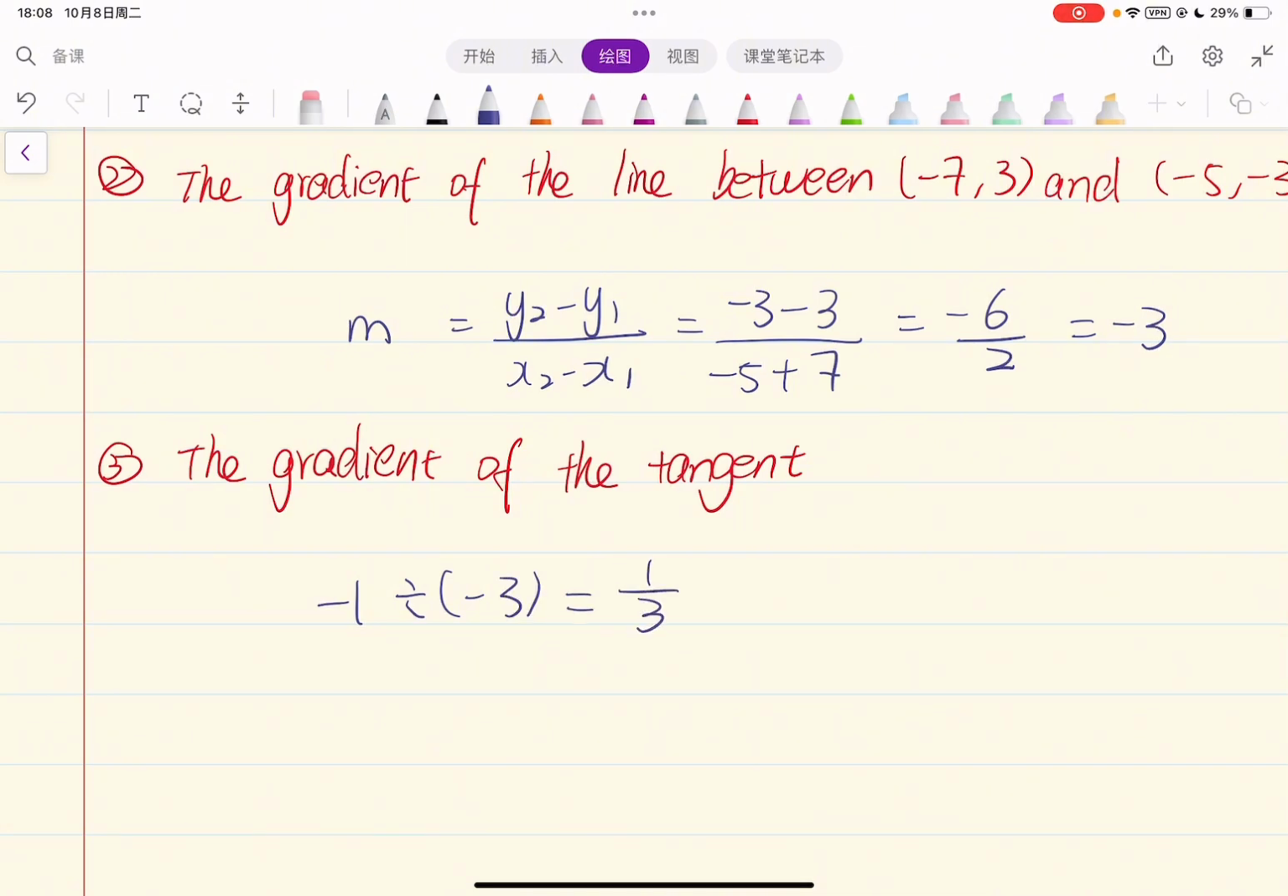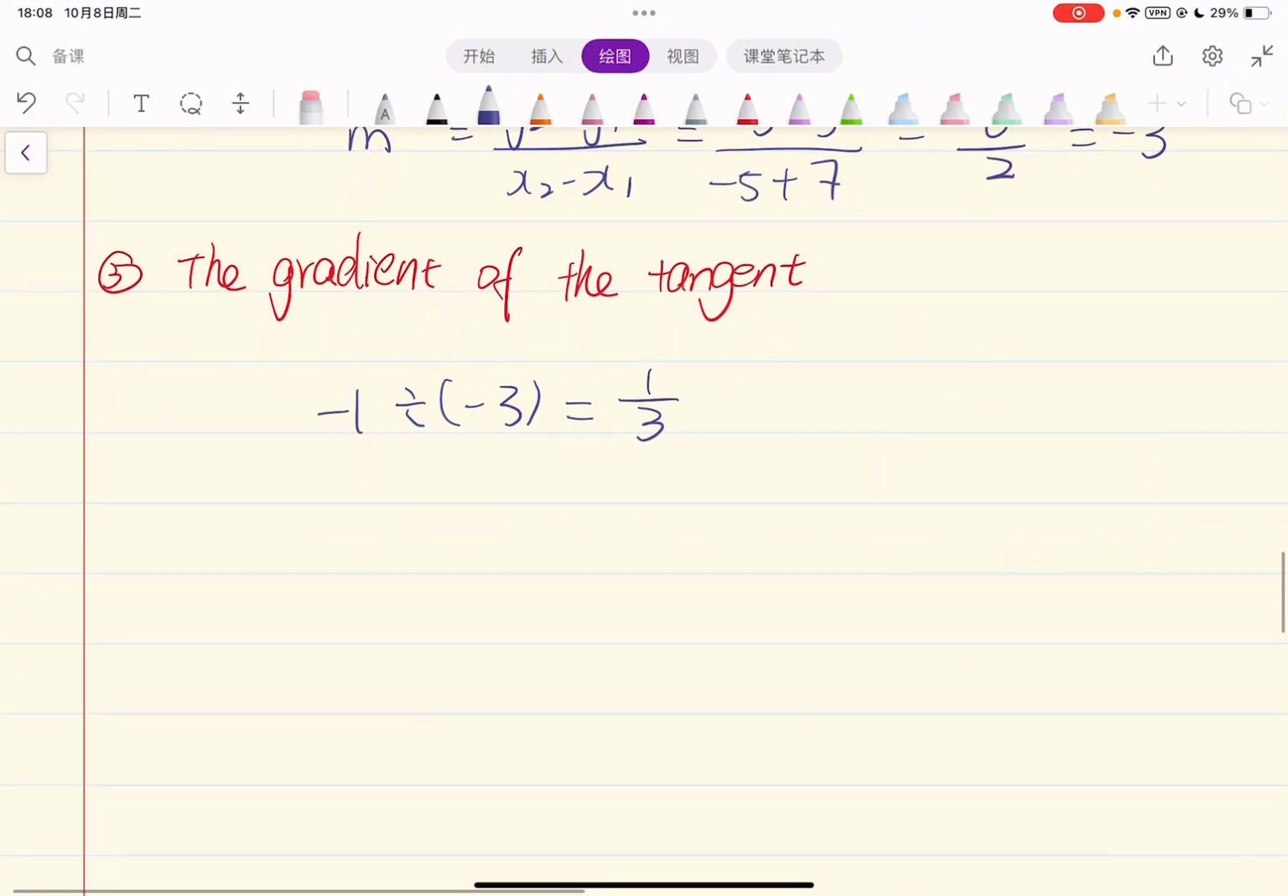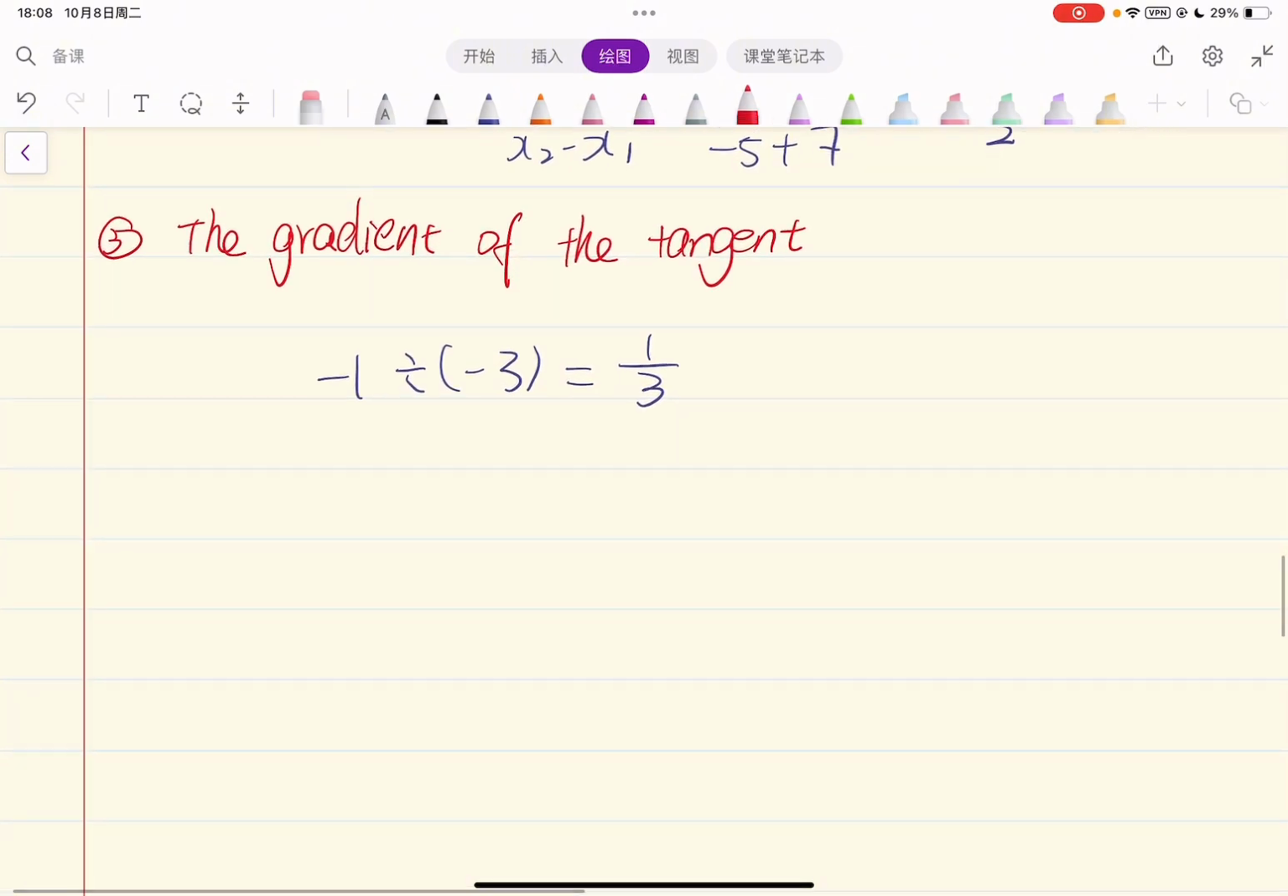Now we know the gradient of the tangent. We also know the point A is on the tangent. So we can write the equation of the tangent. So the final step, find the equation of the tangent.